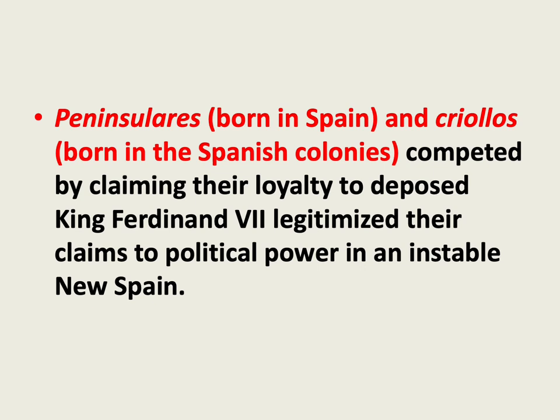They believed that they were culturally superior to the Spanish who had been born in the Spanish colonies, the criollos. So a criollo is a Spaniard whose parents are Spanish, but that person was born in Mexico or somewhere in the Spanish colonies. Well, they competed, and they both claimed that they were loyal to King Ferdinand VII, who was the Spanish king who'd been thrown out by the French when they took over, because they wanted to legitimize their claims to political and economic power in New Spain.